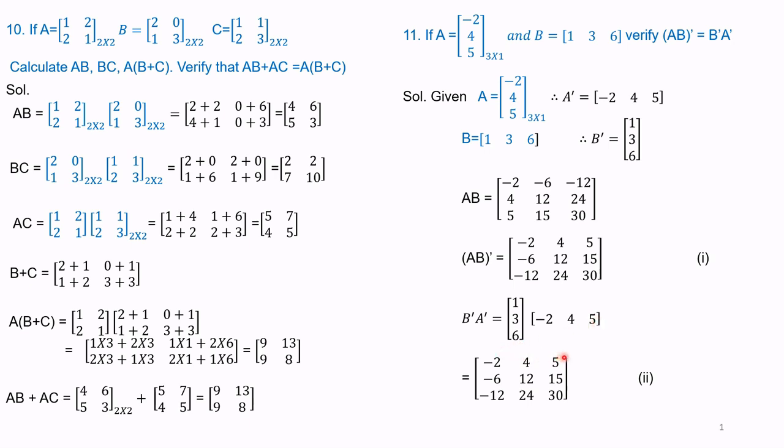That is row 1, sorry, column 1, column 2, column 3. And then again 3 into minus 2, minus 6, 3 into 4 is 12 and 3 into 5 is 15. 6 into minus 2 is minus 12, 6 into 4 is 24, 6 into 5 is 30. This is number 2. So comparing, we see equation 1, that is AB dash, is equal to equation 2, that is B dash A dash.